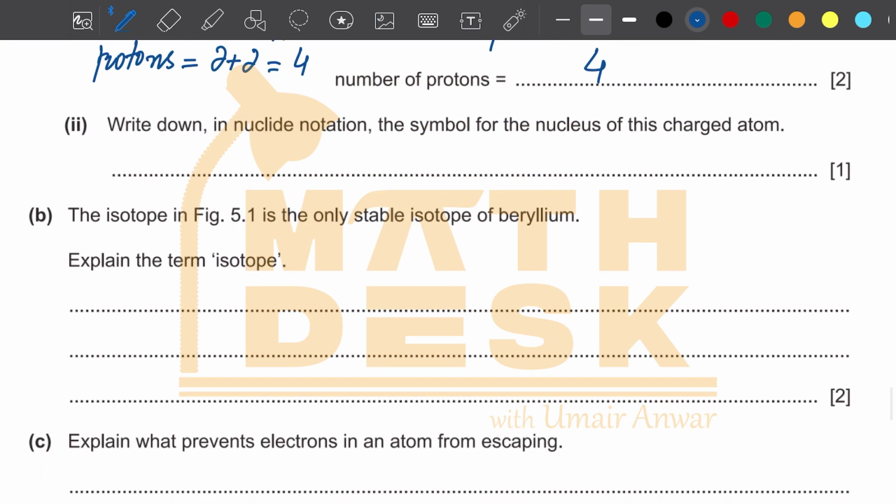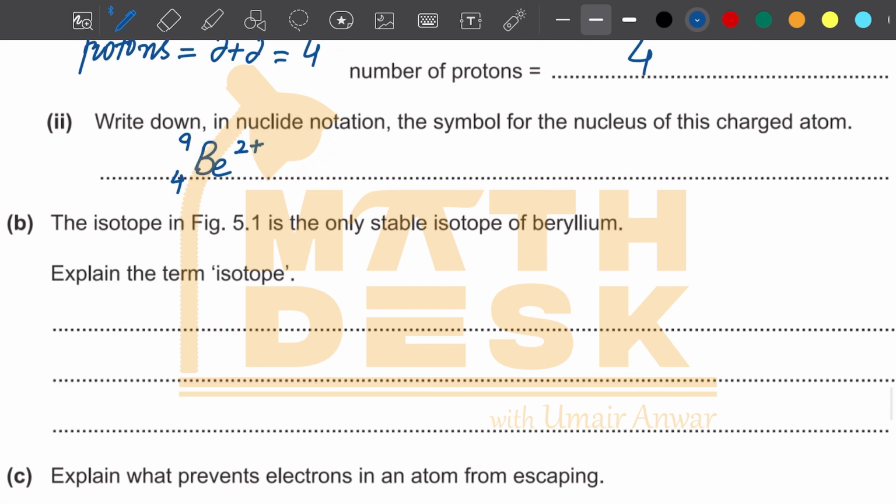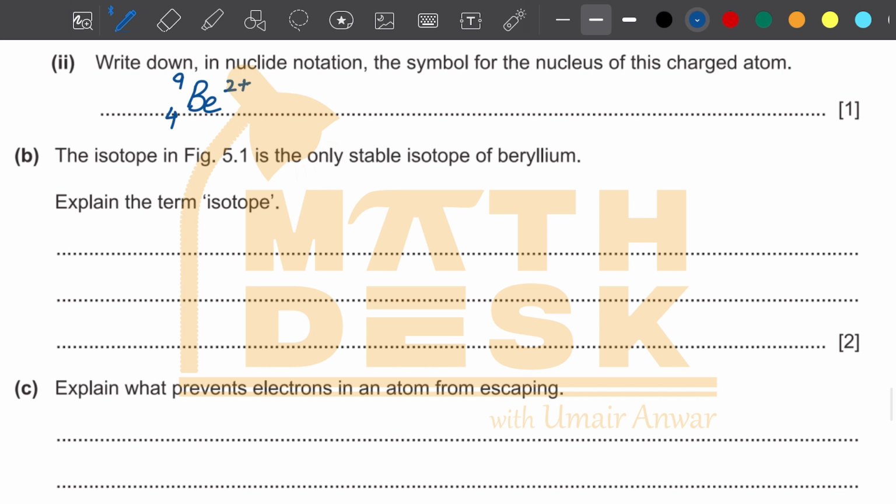Write down in nuclide notation the symbol for the nucleus of this charged atom. So beryllium has a charge of 2 positive. The number of protons are 4 and the number of neutrons plus protons are going to be 9 since there are 9 particles in the nucleus. The isotope in figure 5.1 is the only stable isotope of beryllium.